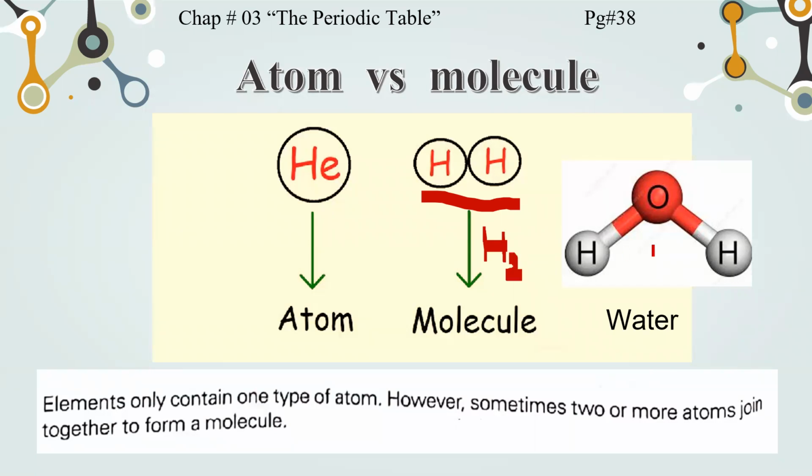Look at this molecule. There are three atoms. Two hydrogen atoms and one oxygen atom are there. So one oxygen atom combines with two hydrogen atoms, and they give you a water molecule. Elements contain only one kind of atom. However, sometimes two or more atoms join together chemically to form a molecule.